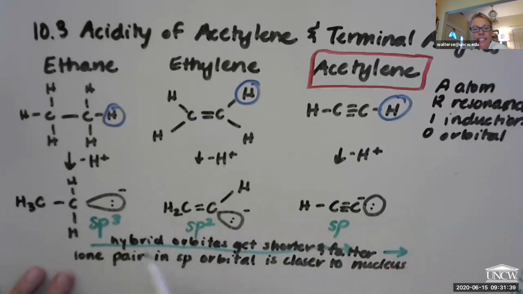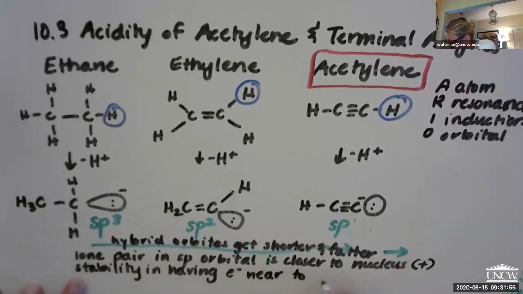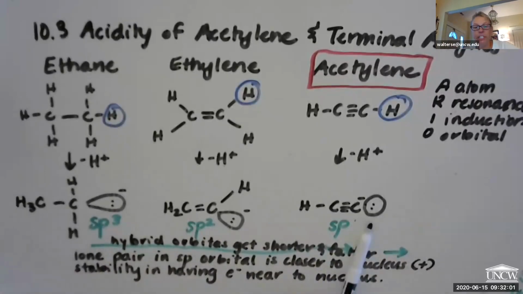Since that lone pair in the sp orbital is closer to the nucleus, and the nucleus, remember, is positive, there's a stability factor in having those electrons near to the nucleus. So this species is possible because of the stability relative to the nucleus of this carbon atom.